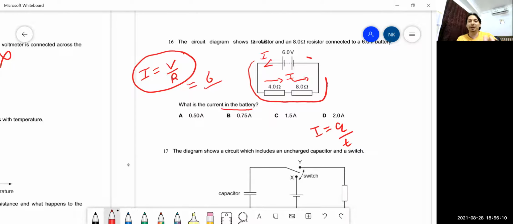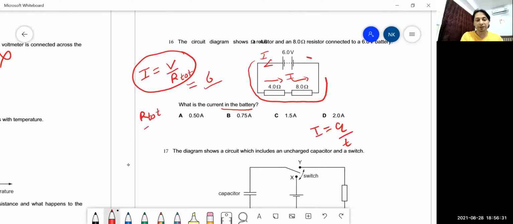In this type of question, children, when we have to find the total current passing through the battery or produced by the battery, this R will be the total resistance, whether we have 2 resistors or 5 resistors connected. So first you need to calculate the total resistance or the effective resistance.